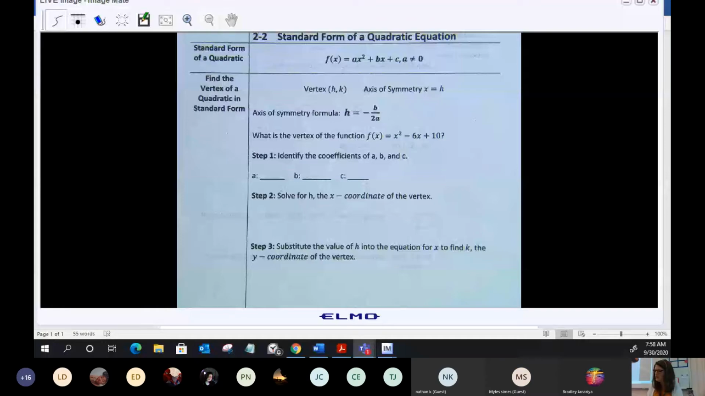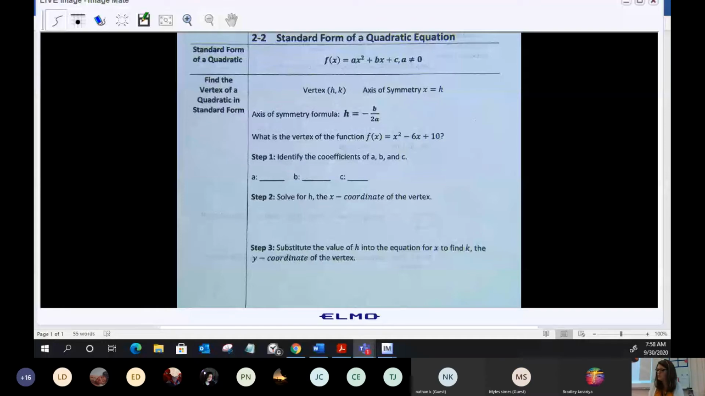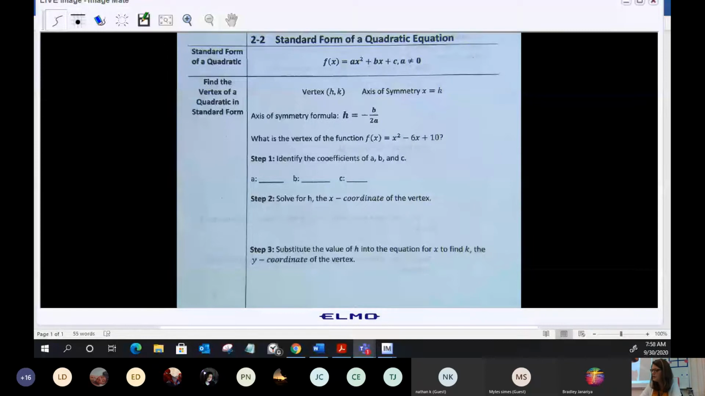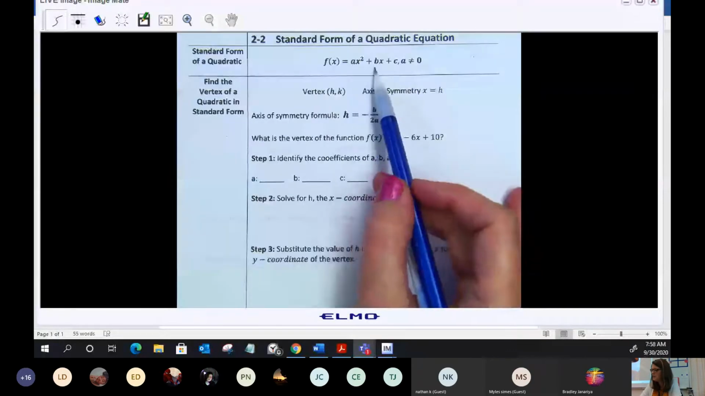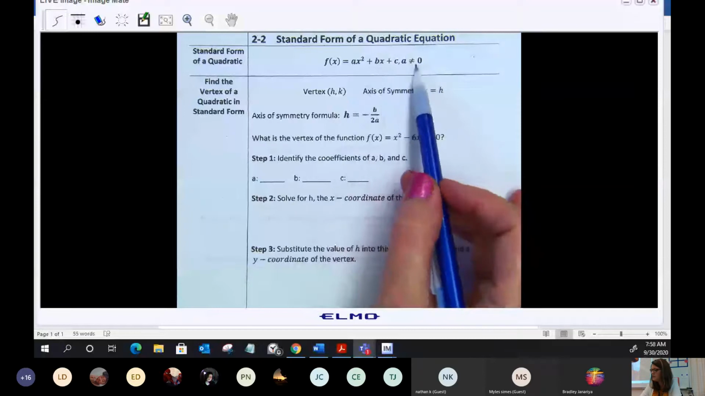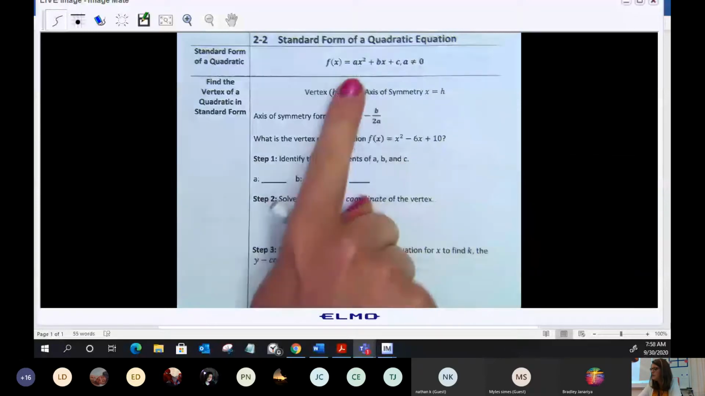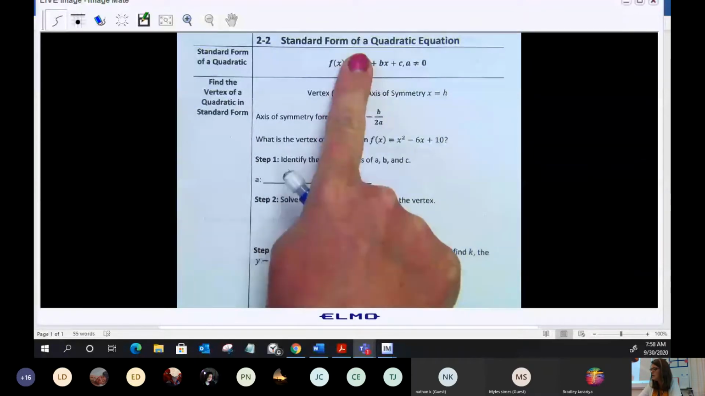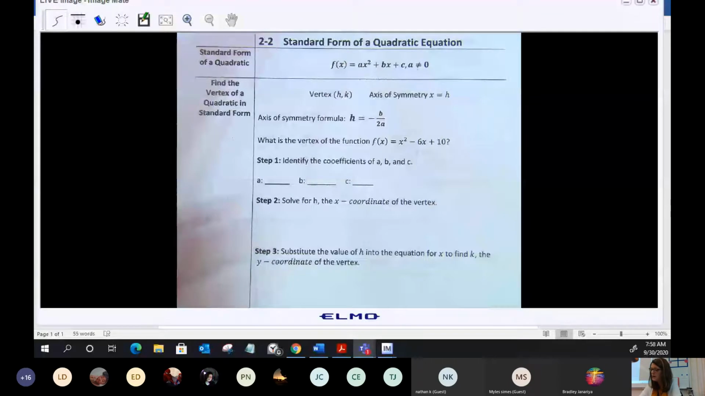Okay, let's start with topic 2.2. We're going to look at the standard form of a quadratic equation. And this we've already introduced. Here's your standard form, ax squared plus bx plus c, where a, of course, cannot equal 0. If it would equal 0, this would turn into a linear function. It would no longer be quadratic.